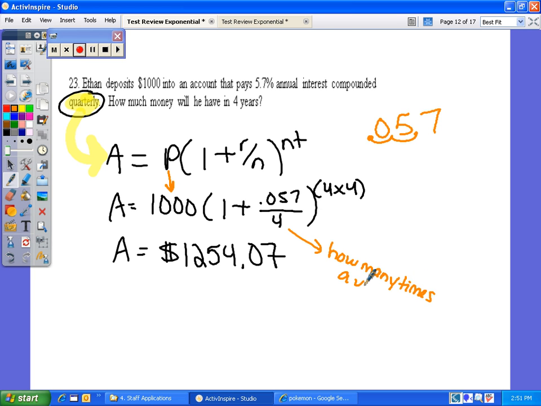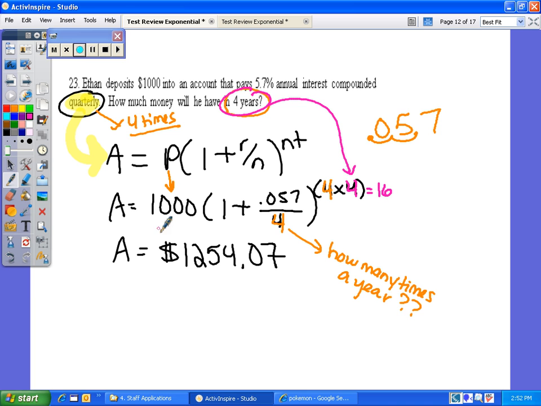The 4 represents how many times a year. Remember, quarterly represents 4 times a year. So that's why this is 4, meaning that this is 4 out here. The other 4 comes from the problem itself that says 4 years. So that means that this could easily equal 16. So you could have raised it in your calculator to the 16th power.